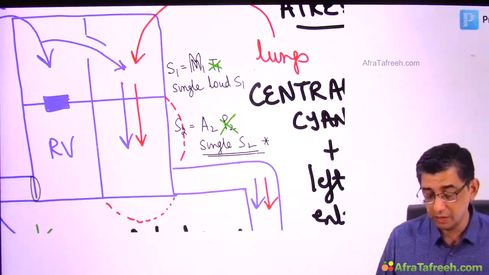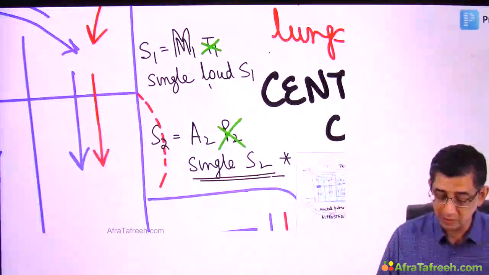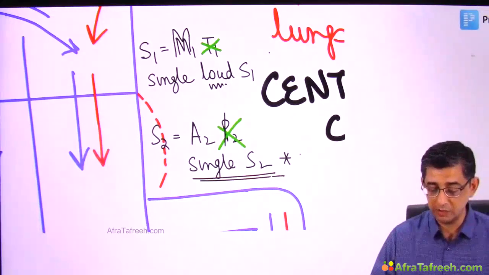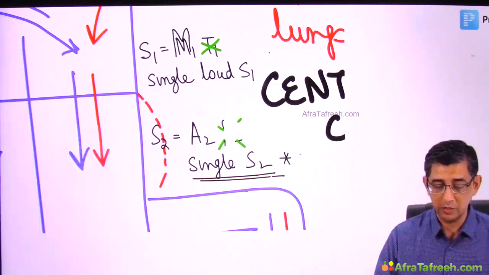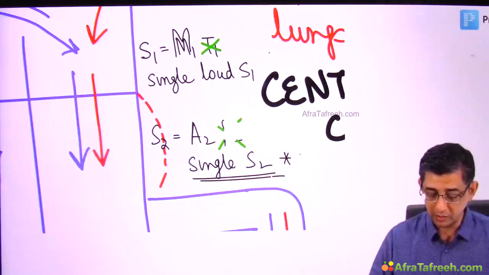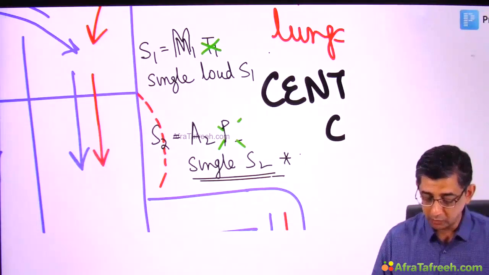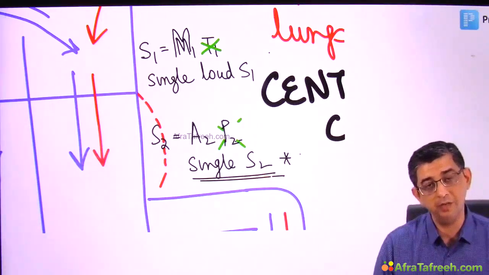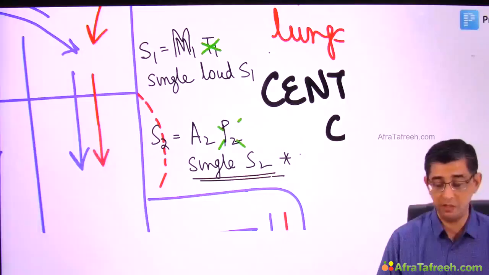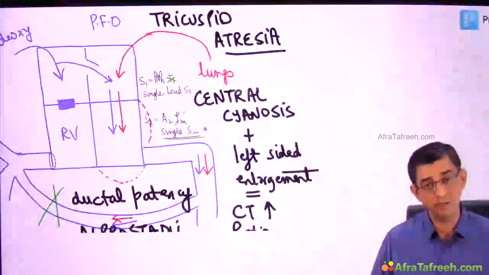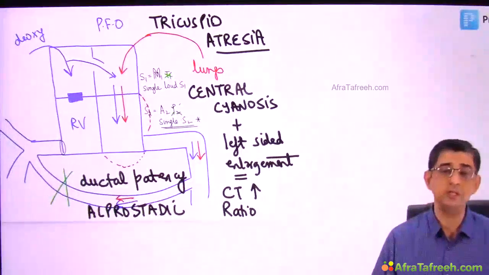And if you read single S2 with a single S1 also, because you see there are two things. Loud per se is something that is difficult to appreciate, especially if the child is small or crying or if there is noise of the monitors in the NICU. So what I'm trying to focus upon here is that if you are not able to appreciate the intensity, the single part or the splitting part can definitely be appreciated on careful auscultation. So single S1 and single S2 will also give credibility to the diagnosis, though obviously this is additional information.